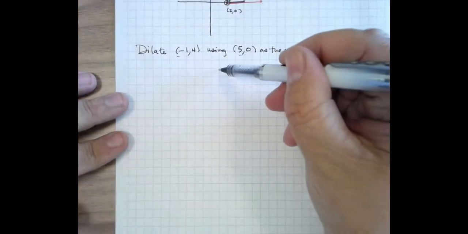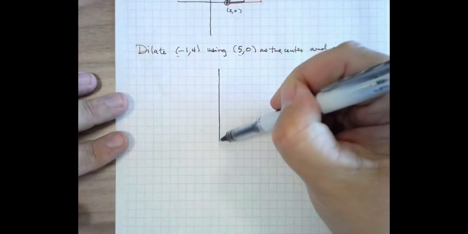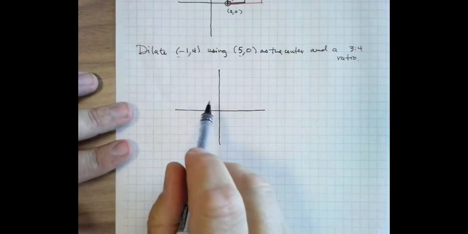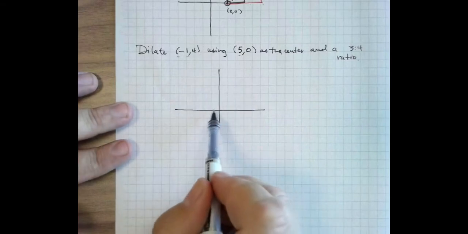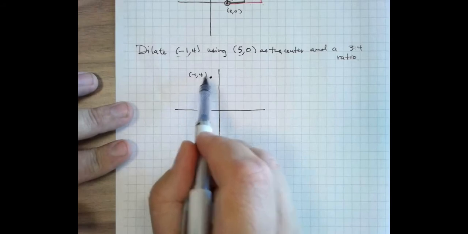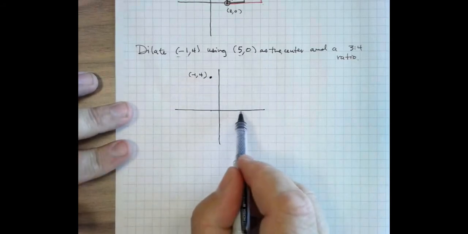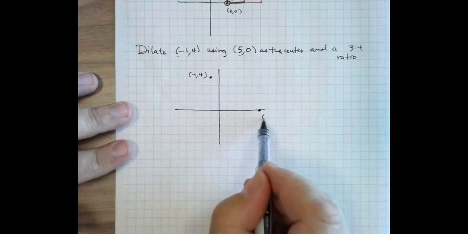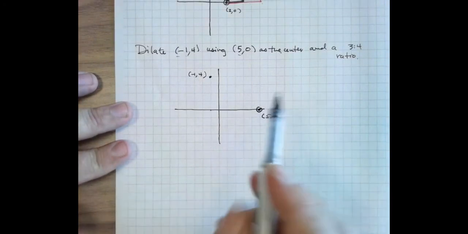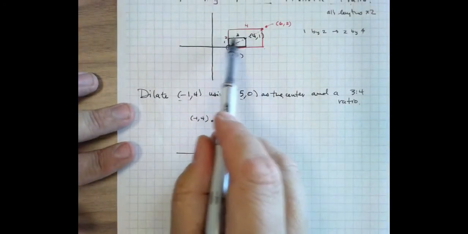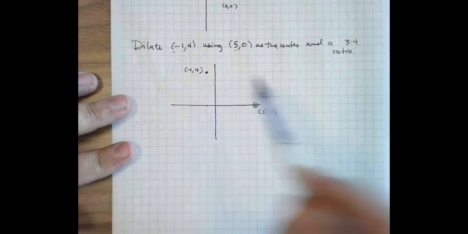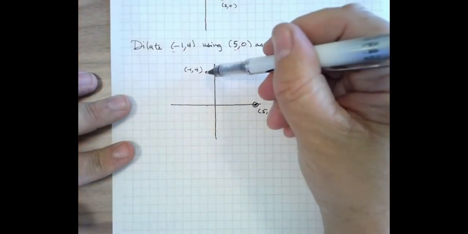So let's start with the coordinate grid. Here's my axes. -1, 4 is the point I'm going to dilate. -1, 4 is here. 5, 0 is the center. 1, 2, 3, 4, 5, 0 is way over here. I'll circle, and then I'll do the same strategy that I used above. I'll draw this black rectangle along the coordinate grid where these will become opposite corners. So that's my center, it won't move.